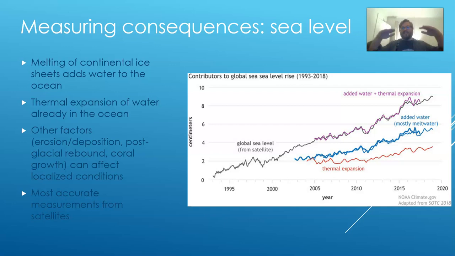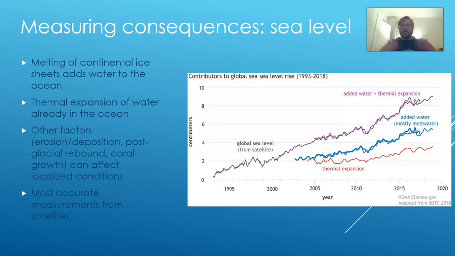You're not going to see that water level rise. It's very small. But when you have the volume of water of the entire ocean, you warm all of that up by a degree, that creates enough thermal expansion to make a noticeable difference to global sea level. So you've got this added water from melting continental ice sheets, and then you've got thermal expansion of the water that's already in the ocean.